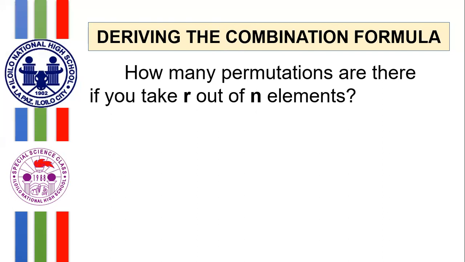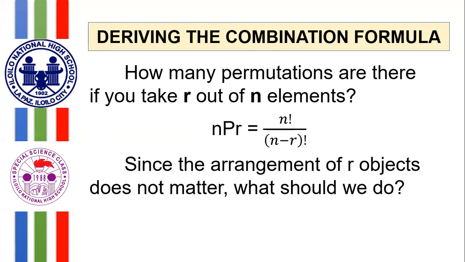How many permutations are there if you take R out of n elements? That is, nPr equals n factorial all over n minus R quantity factorial. And note that we are assuming here that there is no repetition allowed, as well as no element that is being repeated. And since the arrangement of these R objects that you will take does not matter, then what should we do? That is, we have to divide this expression by R factorial.